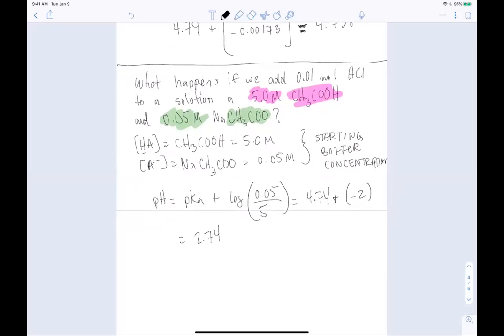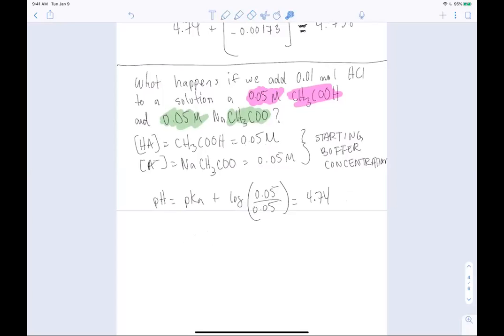We're starting out at a more acidic pH here. Oh, no. Let's actually change this a little bit. I'm sorry, guys. This is a better lesson. There we go. Sorry about that.